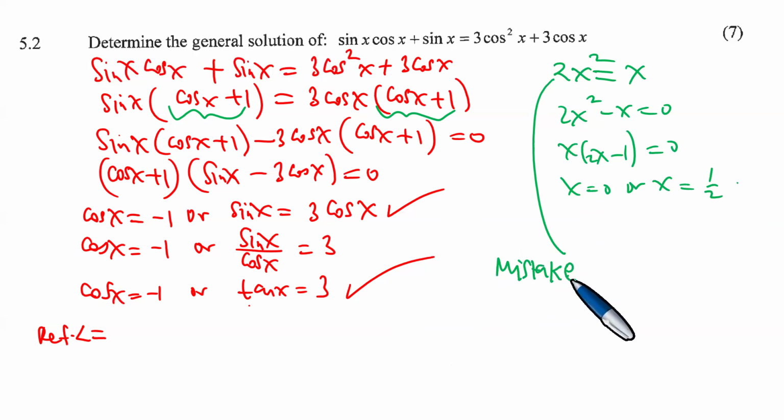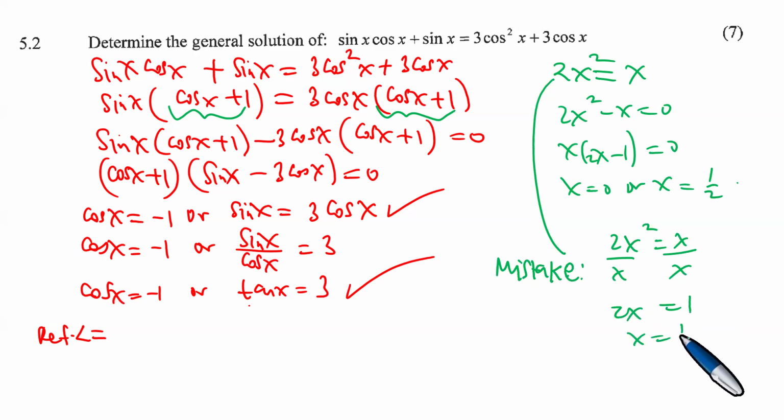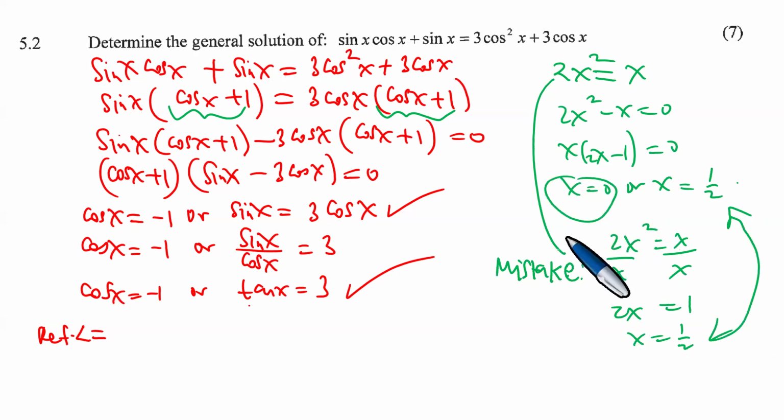What mistake can the students make? A student can say x squared equals x, and they can divide by x. The students who think like this say, okay, we can just cancel the x out. And if you do that, you have 1 equals 2x, and then x equals 1/2. What is wrong with this? The student is getting only one solution, and one solution is lost. The x equal to 0 solution is lost.